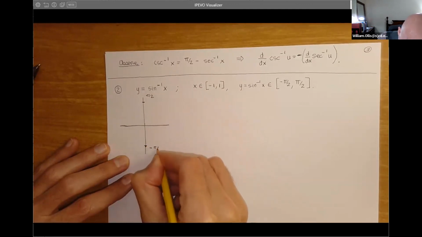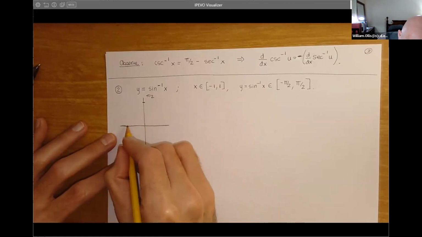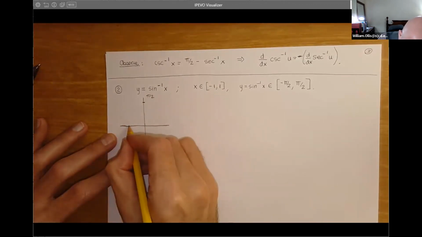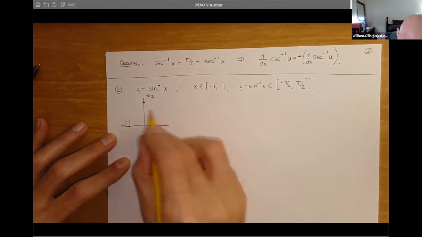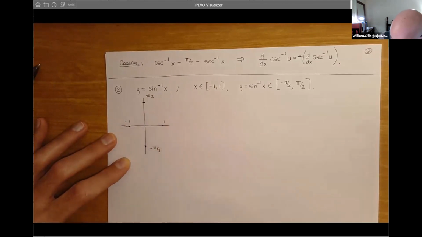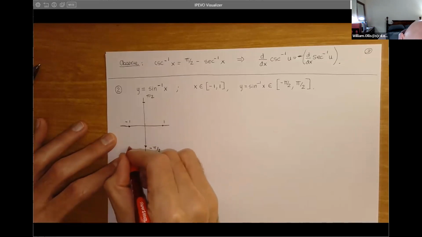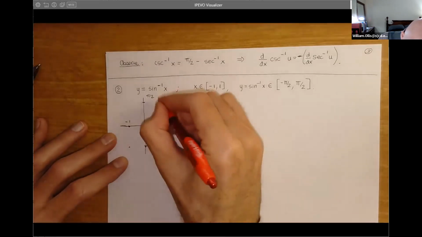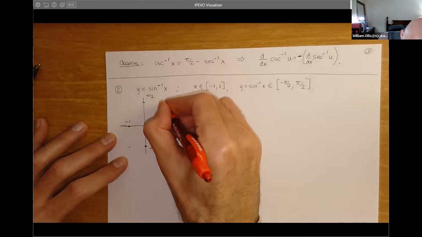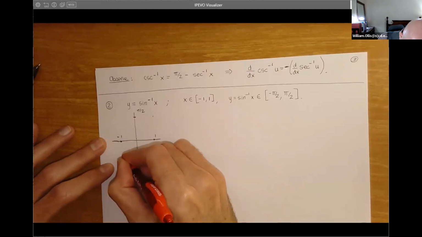In order to work with the inverse trig functions, you need to know the definitions, and without it, life gets a little bit difficult. We can't work with the inverse trig functions if we don't know how they're defined. So we have a negative one, and we have a one. And so I'll use red. So we have the negative one, negative pi over two, and we have the positive one, pi over two. Got a nice vertical tangent there.